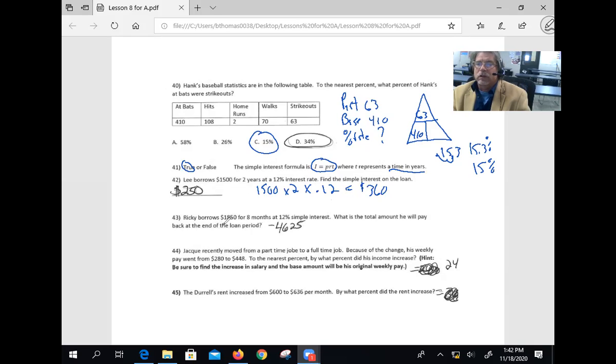Now number 43, Rick borrows $1,850 for 8 months at 12% simple interest. What is the total amount he will pay back at the end of the loan? So this has a couple of pieces to it. I want to know the total amount he will have to pay back. So he borrows $1,850, so he's going to have to pay back $1,850 plus interest.